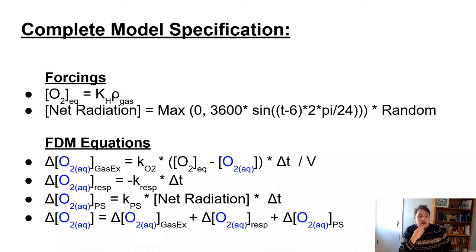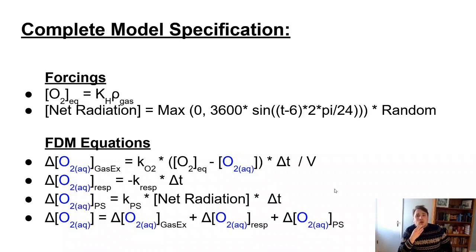And then we have these finite difference approximations of the differential equations that we developed. This equation represents the change in oxygen concentration due to gas exchange. This represents the change in oxygen concentration due to respiration. And this represents the change in oxygen concentration due to photosynthesis. Taking this net radiation term in from there, and this O2 equilibrium term fits into this equation here. And then, to get the total change in oxygen concentration over a given time interval, we just sum these 3 differential equations up, and we can approximate the oxygen concentration.